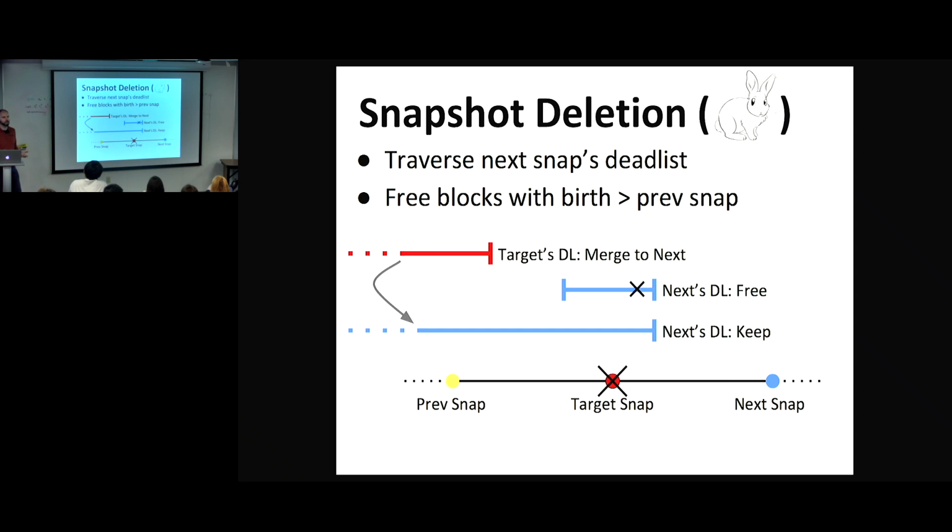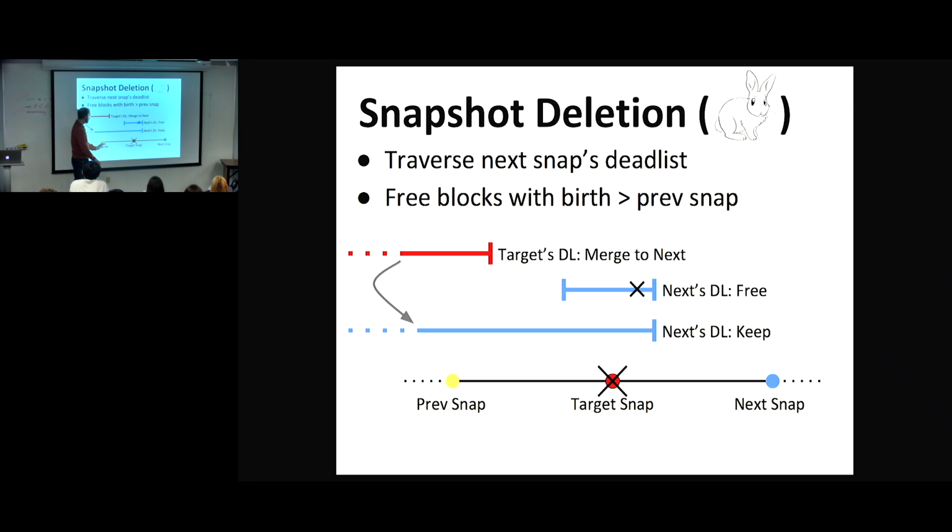So how can we use that when we are deleting a snapshot? Let's take the example of deleting this red snapshot. We can look at the next snapshot's dead list, which is, again, blocks referenced by this snapshot, maybe earlier ones, maybe not, and not referenced by the next snapshot. So we can look at all of those blocks and separate them out based on their birth time.